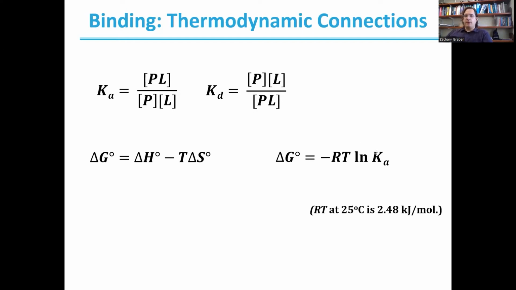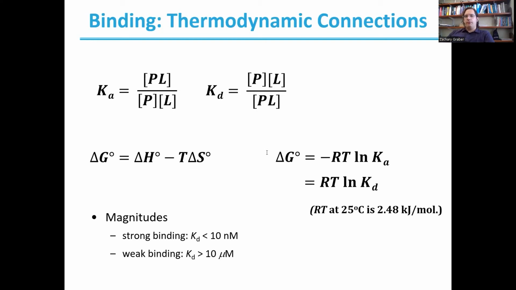So this is, of course, showing our expression for the association constant. We can also substitute in our dissociation constant, our Kd, and that would just change the sign here for our free energy. Again, it's just the inverse of our Ka.